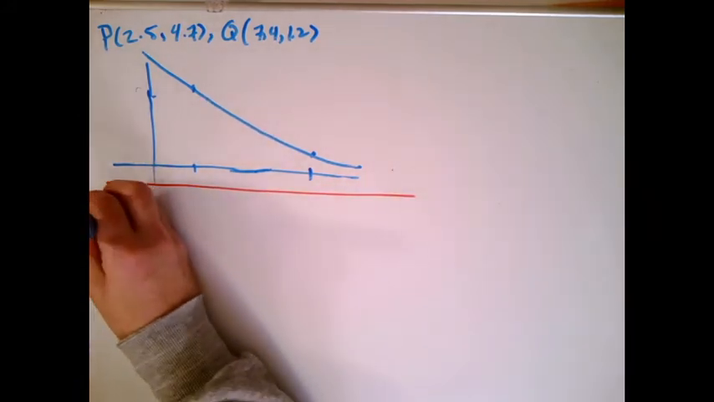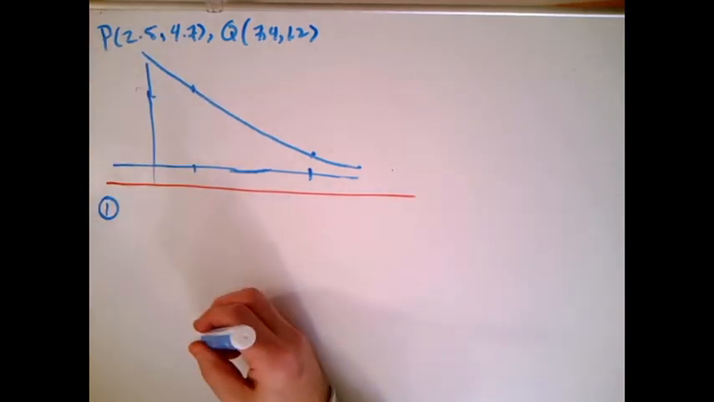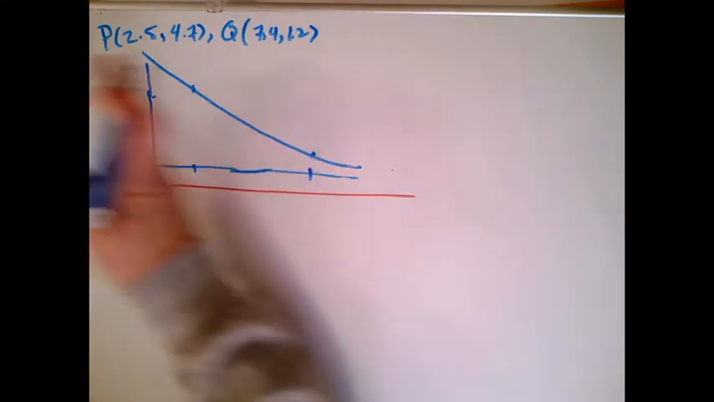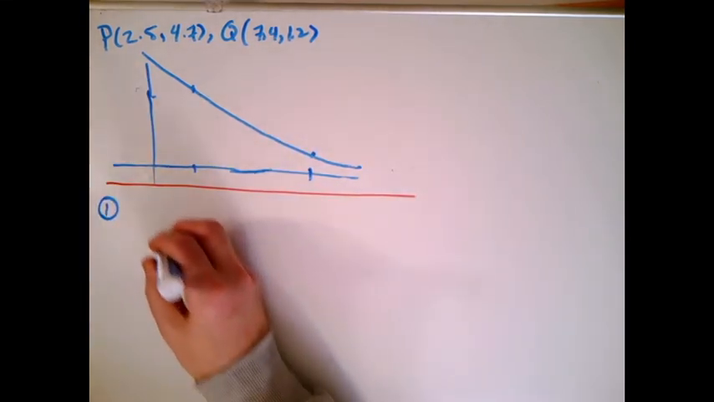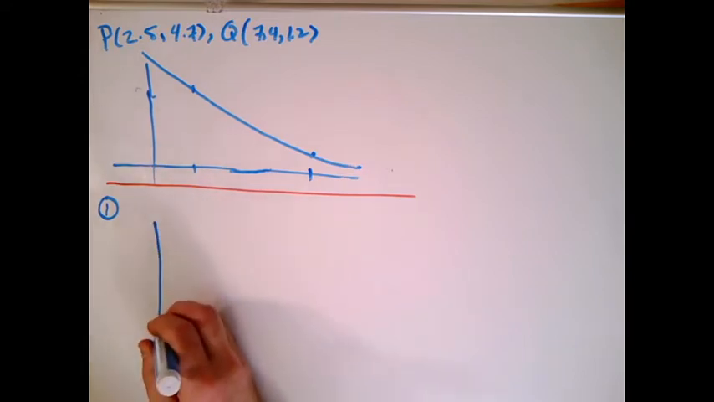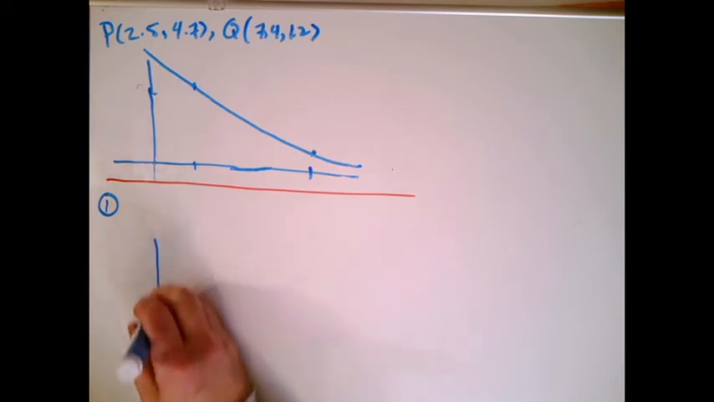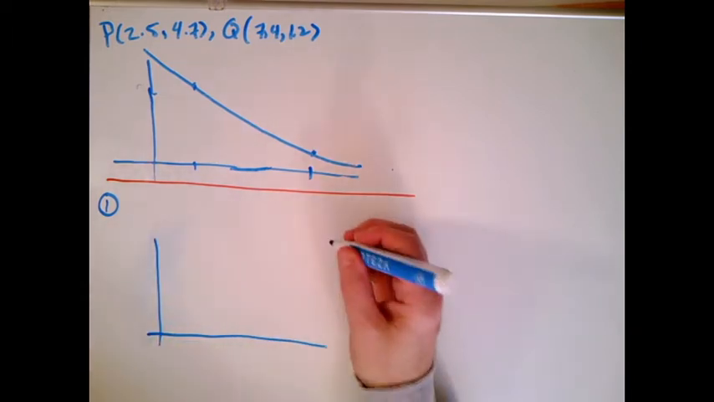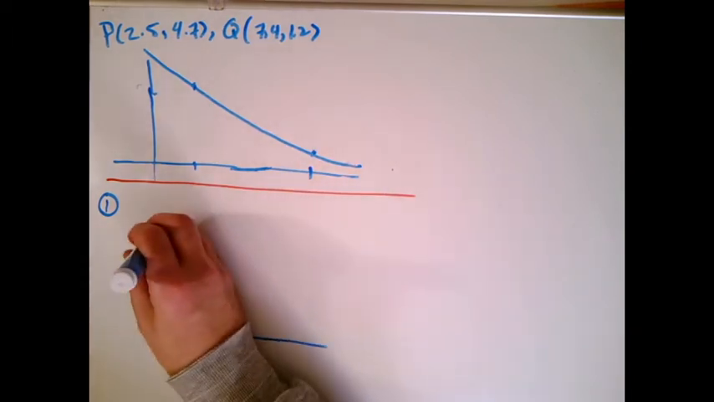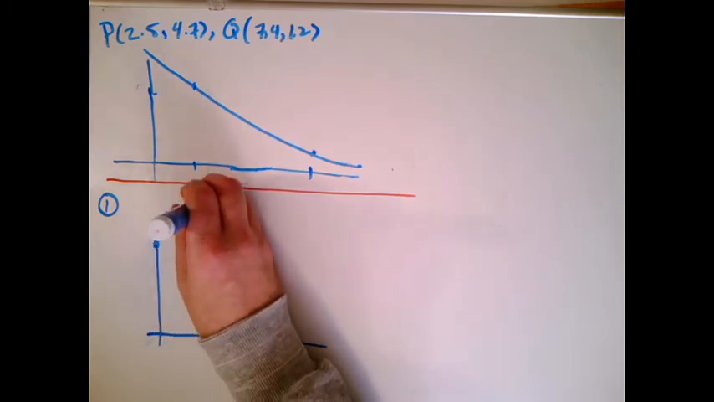We always try to shift one of the points until it's actually on the y-axis. I'm going to shift this whole graph 2.5 to the left. Let's leave myself a little space to write something down. If I shift P 2.5 to the left, I'm over here at the point 0, 4.7.